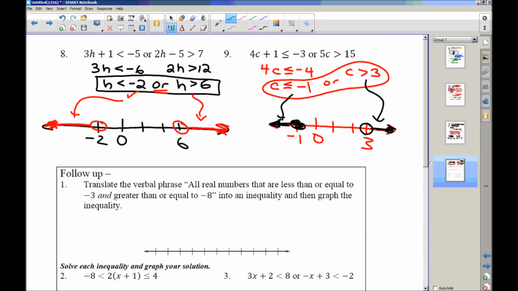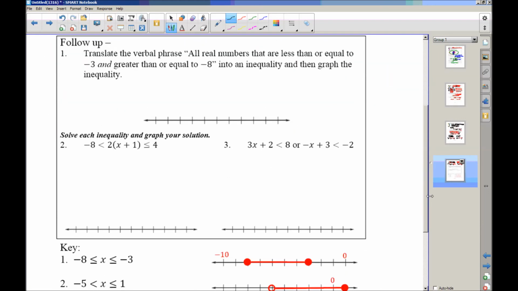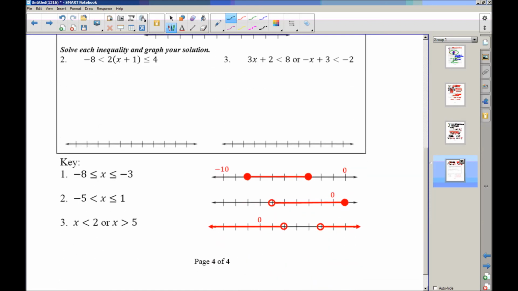All right, so you have a short follow-up here. There are 3 questions. You do a translation and then graph, and then you do 2 solving and graph, and you get to make your own scales on those. Once again, as always, the answers are on the bottom down here, but please don't just copy my answers, work them out, and see if you can come up with the same thing. If you're not able to do that, then it tells you that you did not learn enough from the notes, and you need to go back and watch it again. All right, I'll see you in class next time.